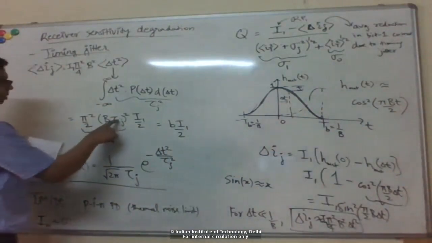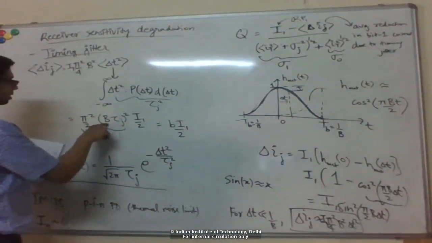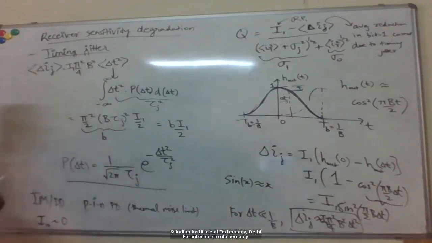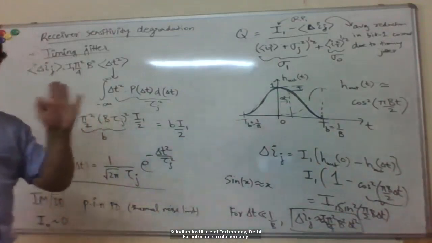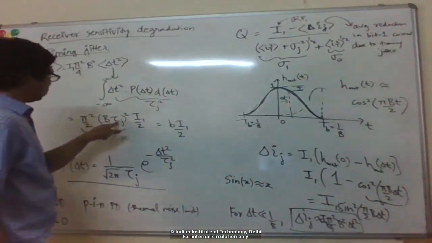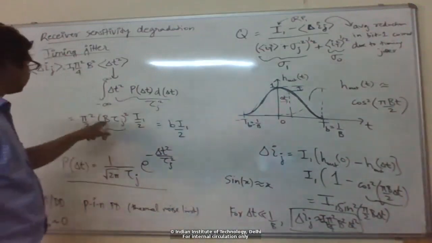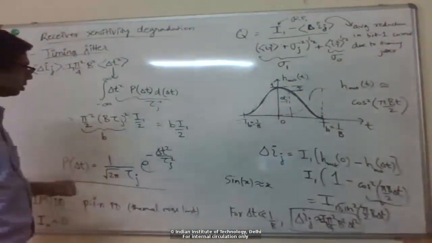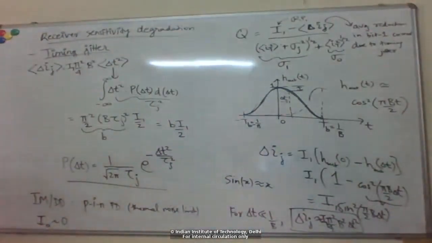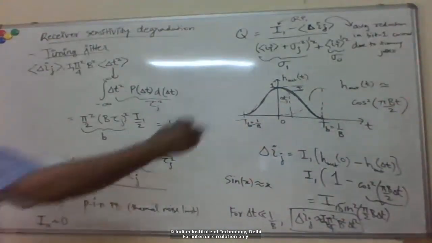This parameter b basically depends on the bit rate multiplied by the standard deviation of my jitter. So for a good clock recovery, this value is small. The ideal value of tau j is 0. You don't want any deviation, but basically you want the jitter to be much smaller than the bit period 1 over b, or b times tau j should be much less than 1. So this parameter is a normalized way of characterizing how much jitter you have. So that's this numerator part here.